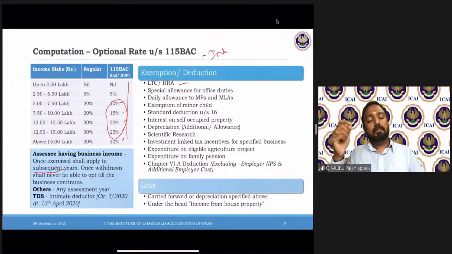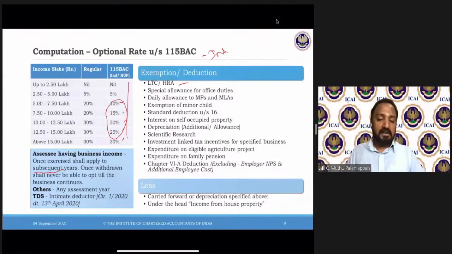Then your specified business, that is section 35AD, which talks about investment-linked deductions. Even your capital expenditure can be claimed as an expenditure. So that is discussed in 35AD. That provision is also not allowed. Similarly, expenditure on eligible agriculture product, I guess it is 35CCC. So that is also not allowed. Expenditure on family pension: in income from other sources for family pension, whatever expenditure is eligible, 1/3 or 15,000, whichever is lower, is also not allowed as an expenditure.